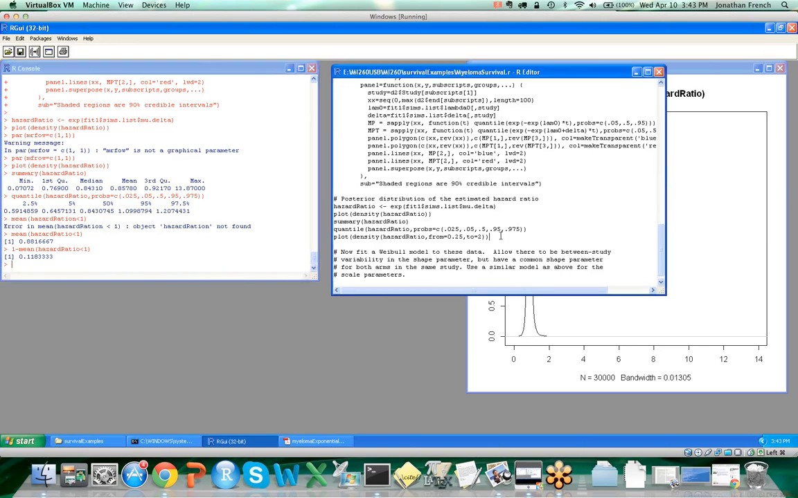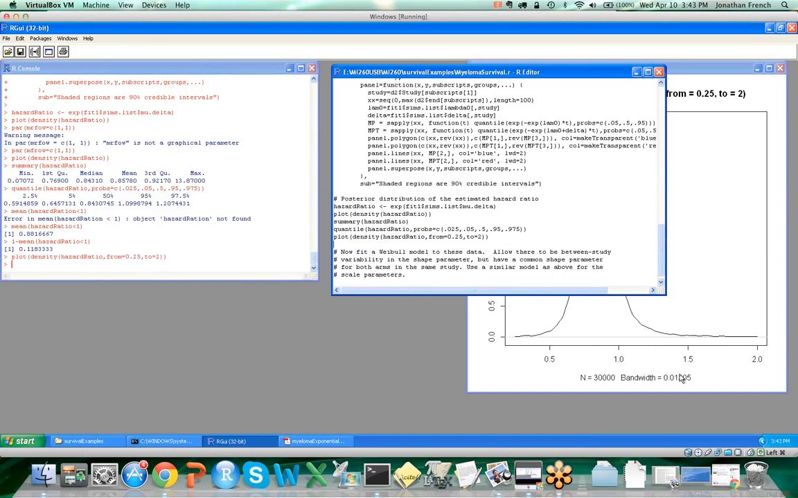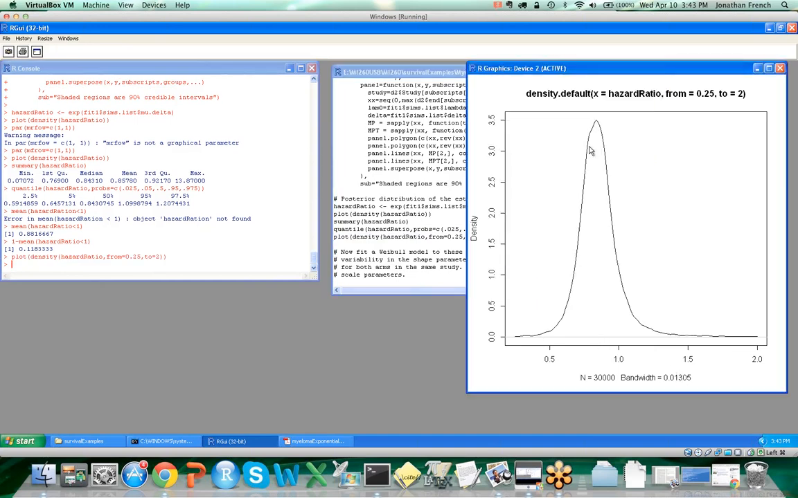If we wanted to zoom in here on our density plot, we could do that by restricting our density estimation to from around 0.25 to 2, and that zooms in on the density plot we had before, and we see a posterior distribution that looks something like this. So again, the bulk of the distribution is less than 1, but there's about 12% of this tail area here that's above 1.